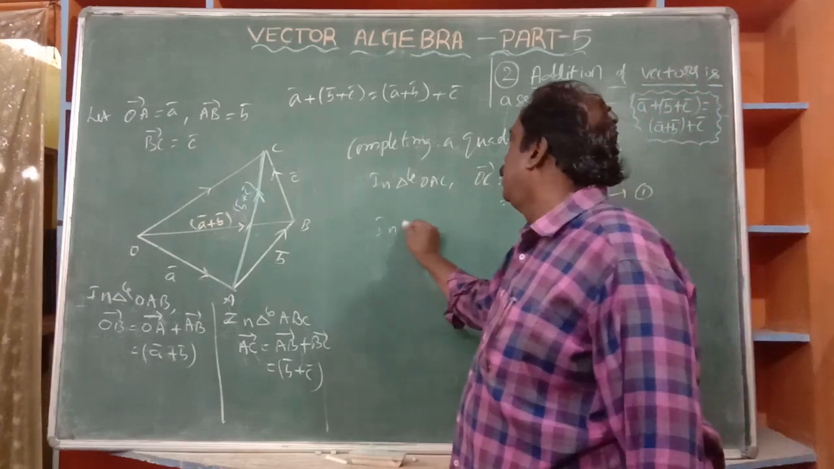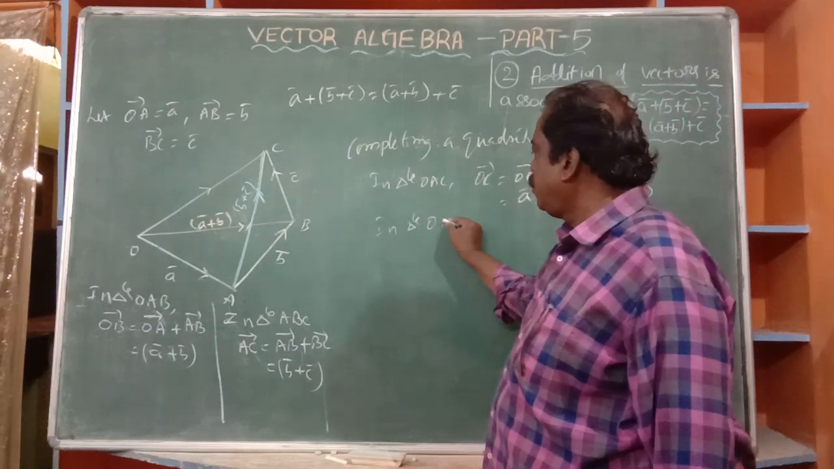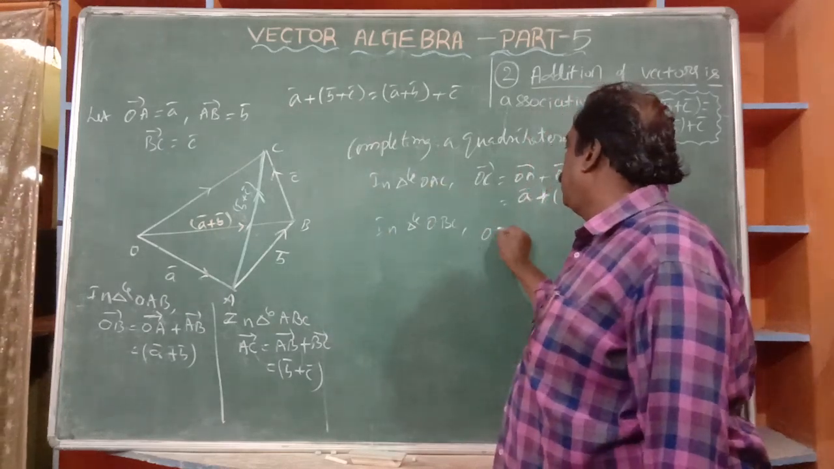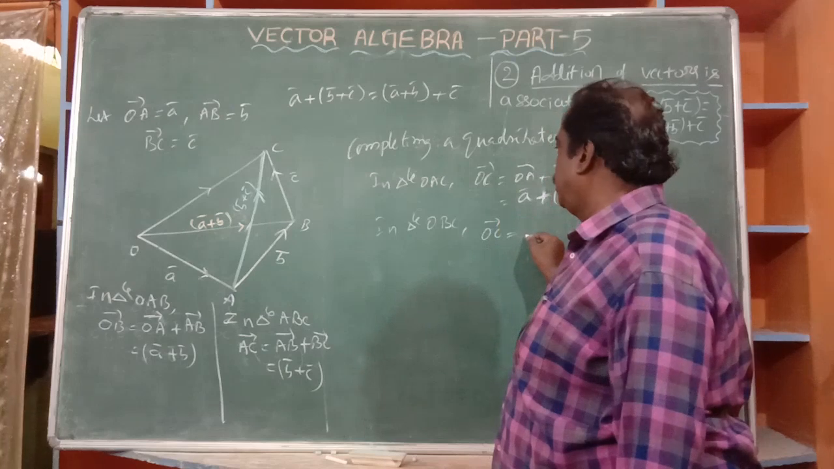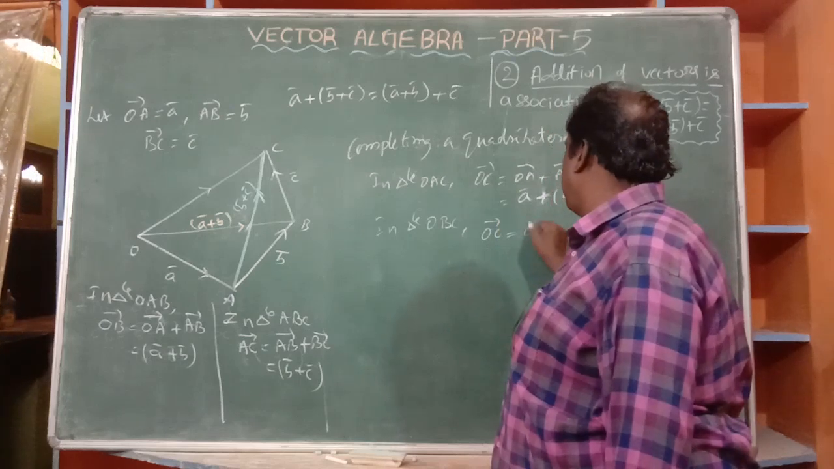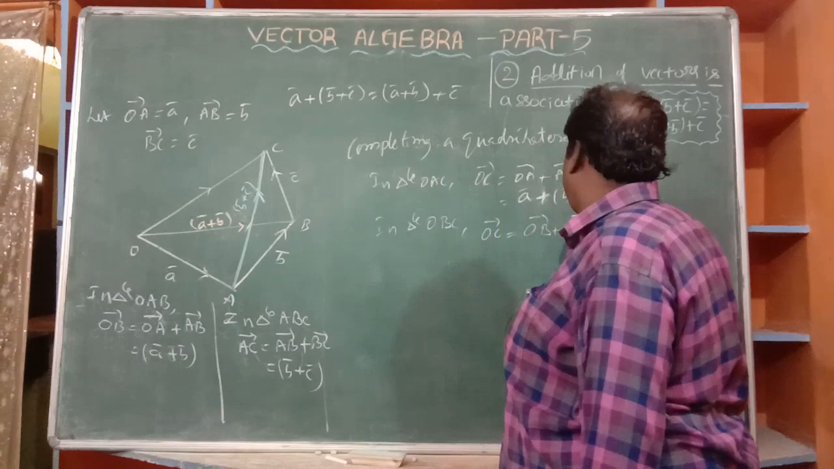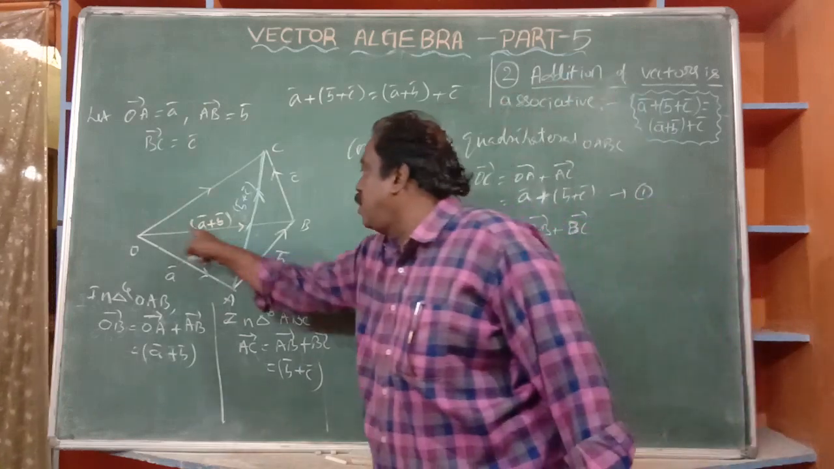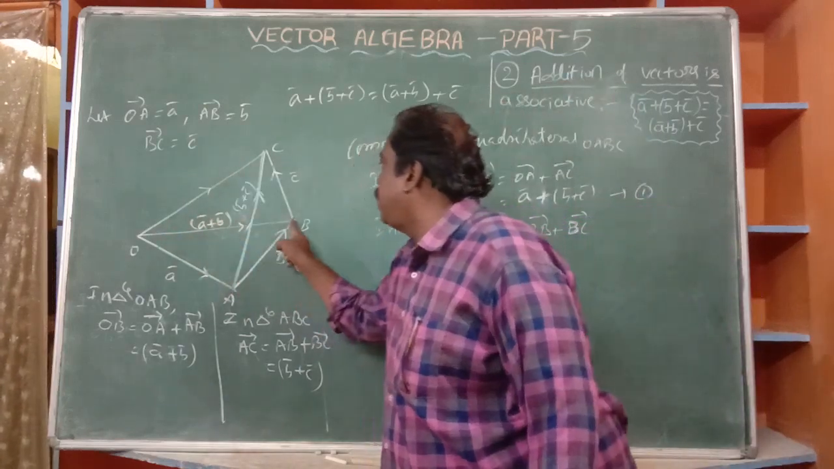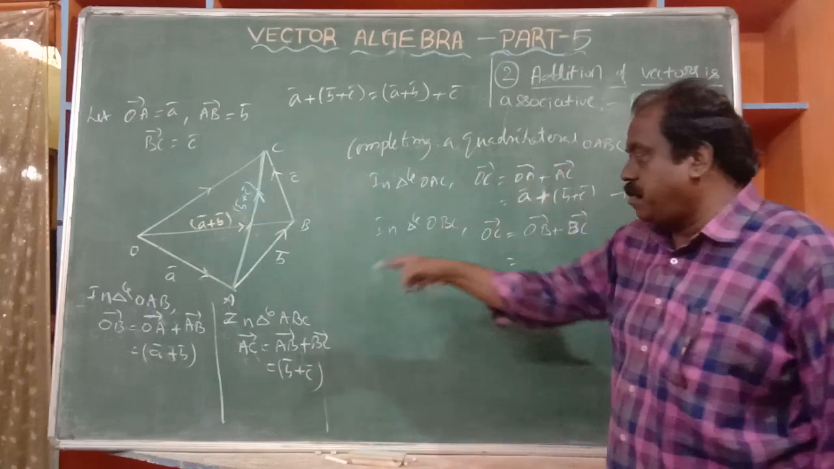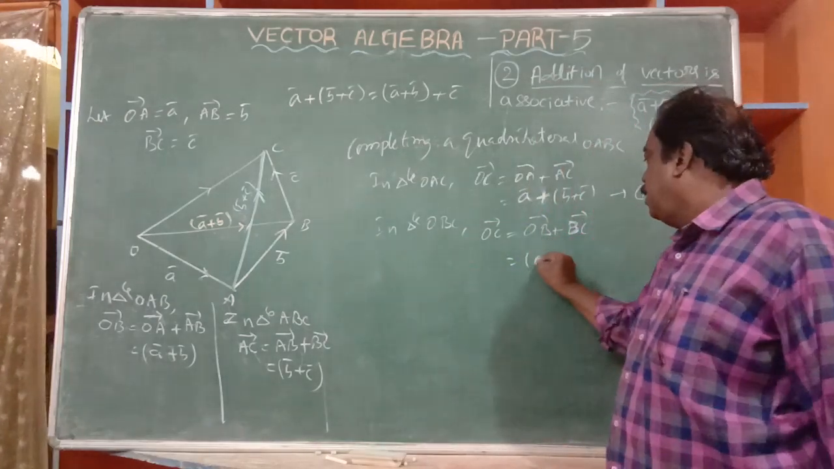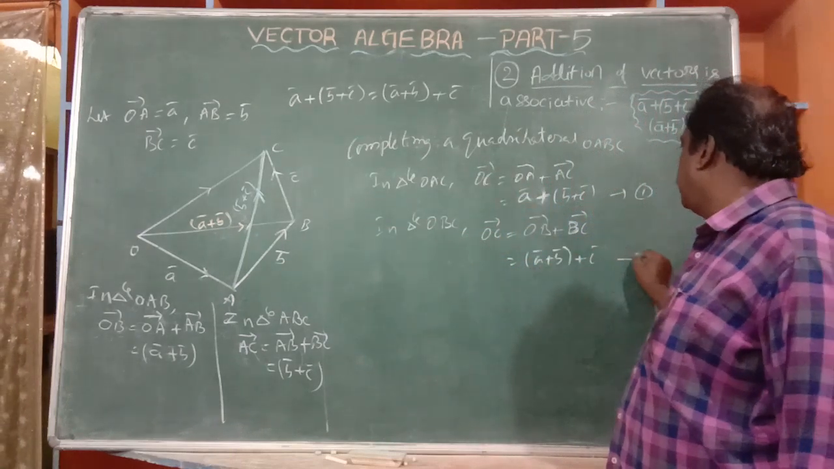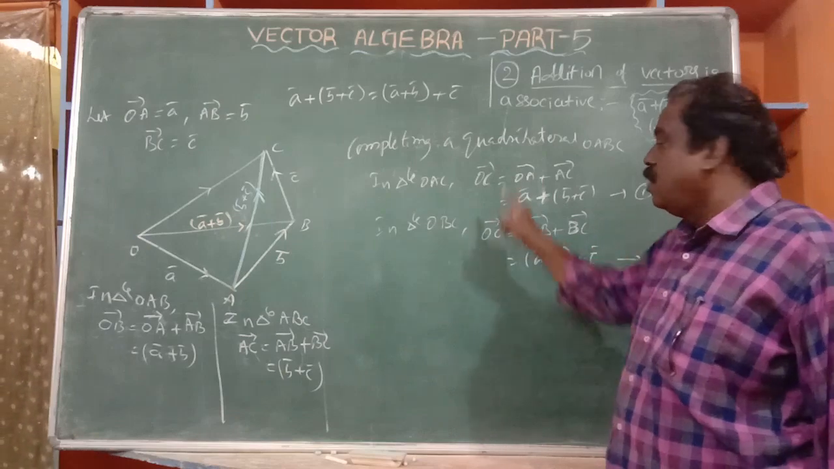Again, in triangle OBC, OC bar is OB bar plus BC bar. In this triangle OBC, OC bar means OB bar plus BC bar. What is OB bar? It is A bar plus B bar. What is BC bar? It is C bar. So it is number 2. Both are OC bar.